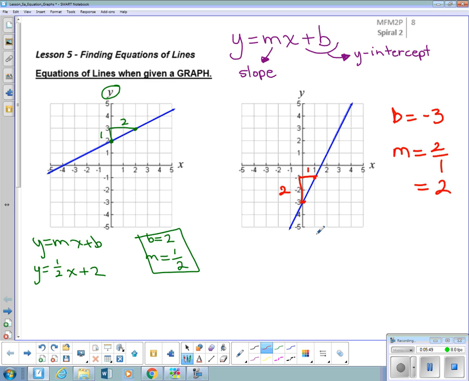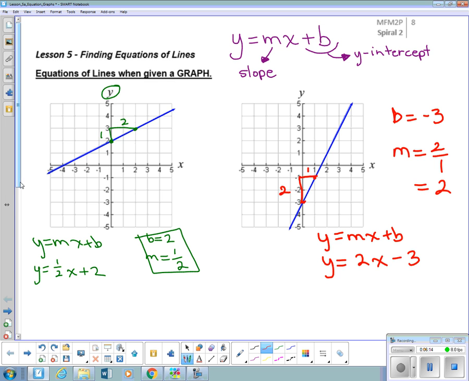And I take my general formula, y equals mx plus b. I substitute in my m, which is 2, and then I find my b, which is -3. Now I'm not going to go plus a -3, I'm just going to replace the plus b with -3.